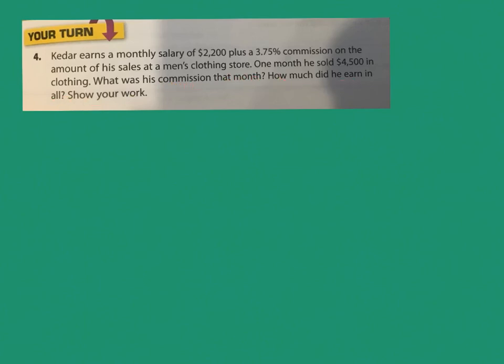Show your work. Okay, they want us to find out what his commission was, the bonus, and how much total did he earn in all. Circle the information they gave us. He always gets the $2,200 as his salary. He doesn't get less than that, but he can earn more than that, getting 3.75% of his sales for the bonus, and one month his sales were $4,500. Let me draw that out. Let's draw a paycheck with $2,200. He's getting that for that month no matter what.